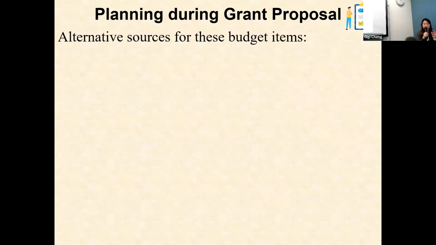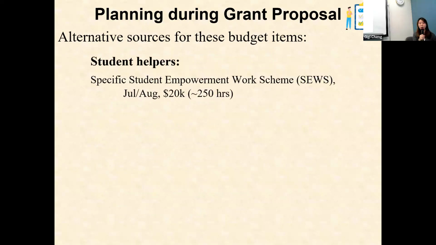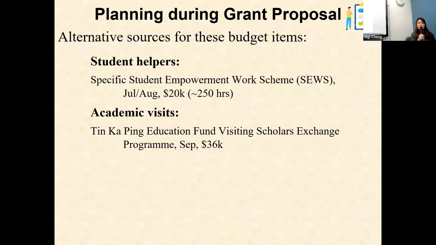Given that we always work with limited budget, it is important to explore alternative sources for certain budget items. At ARC, we seldom include budget for student helpers. Instead, we apply for the university-specific student empowerment work scheme. It opens applications every year in July or August. It can support about 250 work hours, which we think is sufficient for many of our projects. When we invite visitors from mainland China, Macau, or Taiwan, we apply for the Tin Ka Ping Education Fund Visiting Scholars Exchange Program. It calls for applications in September.